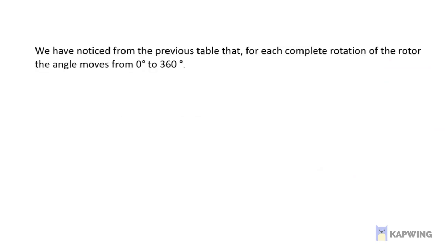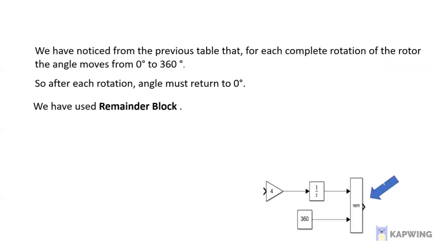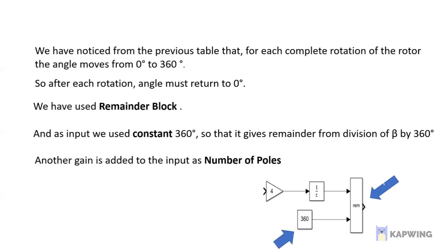From the previous table, we have noticed that for each complete rotation of the rotor, the angle moves from 0 to 360 degrees. In each rotation, the angle must return to 0 degrees. We have used a remainder block for this purpose. Again, we have used another constant term, 360 degrees, so that it gives the remainder from division of the angle of rotation by 360 degrees. Another gain is added here as the number of poles to the remainder.